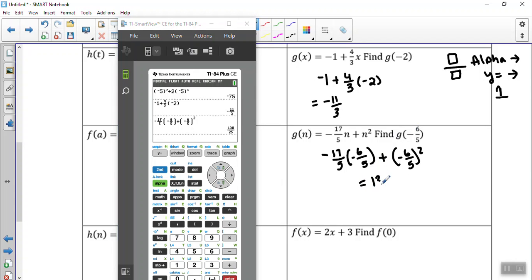That's my answer. So that is 138 over 25. And then if I were to write this as an ordered pair, you have your input, which was negative 6 over 5, and my output is 138 over 25. Okay.